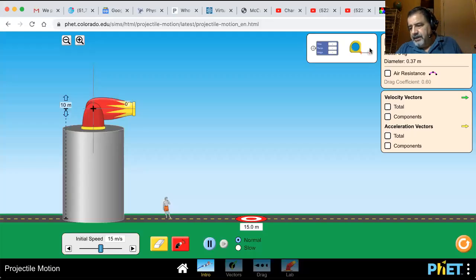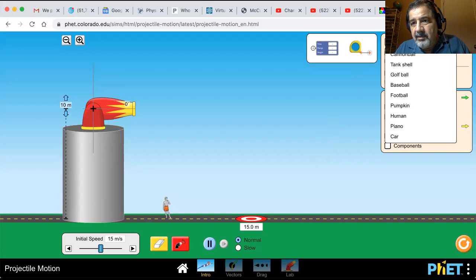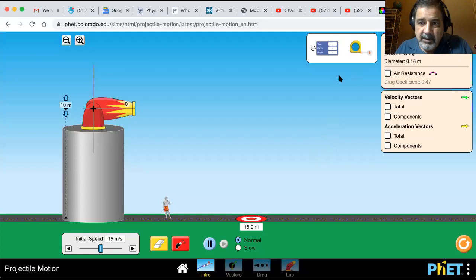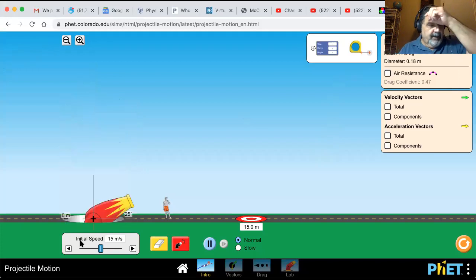All right, we're at data table three, part C, dependence of projectile range on the angle of projection. We're back at our PhET.colorado.edu simulator called Projectile Motion. We don't want a pumpkin, we want a cannonball. Let's do a cannonball. And let's lower this to zero.